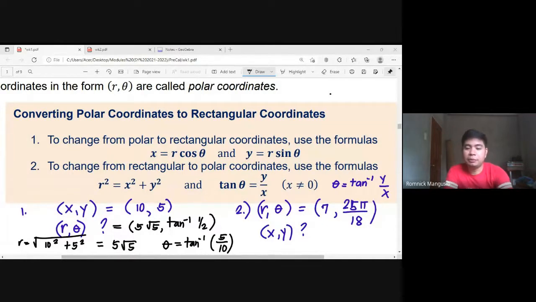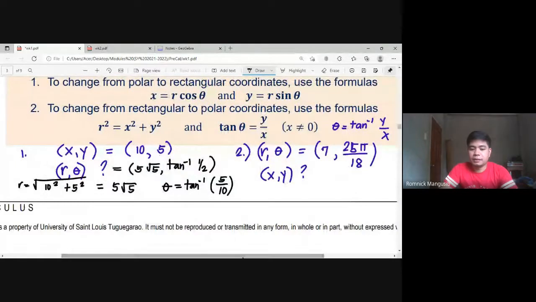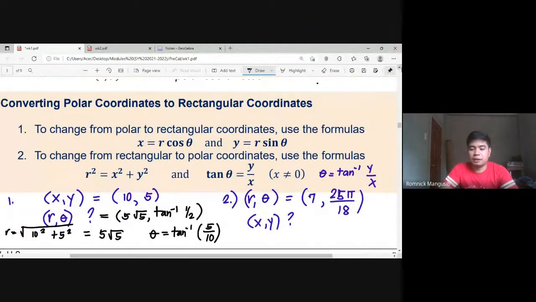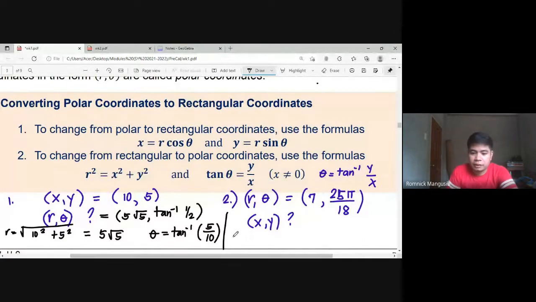Okay, and now number 2, we're done with number 1. In number 2, we are to get x and to get y given the radius. So x is equal to r cosine theta, where theta is 25 pi over 18 and the radius is equal to 7. So we have 7 times cosine 25 pi over 18.